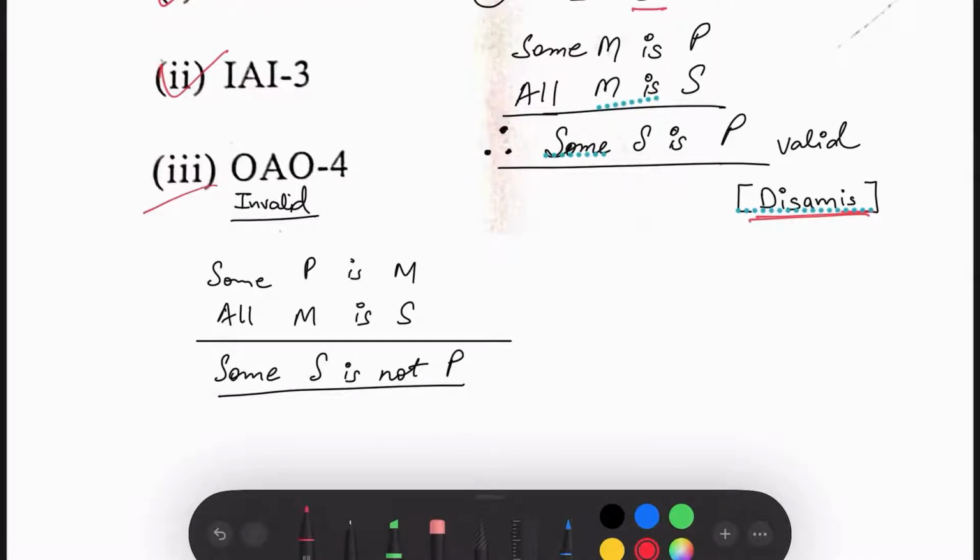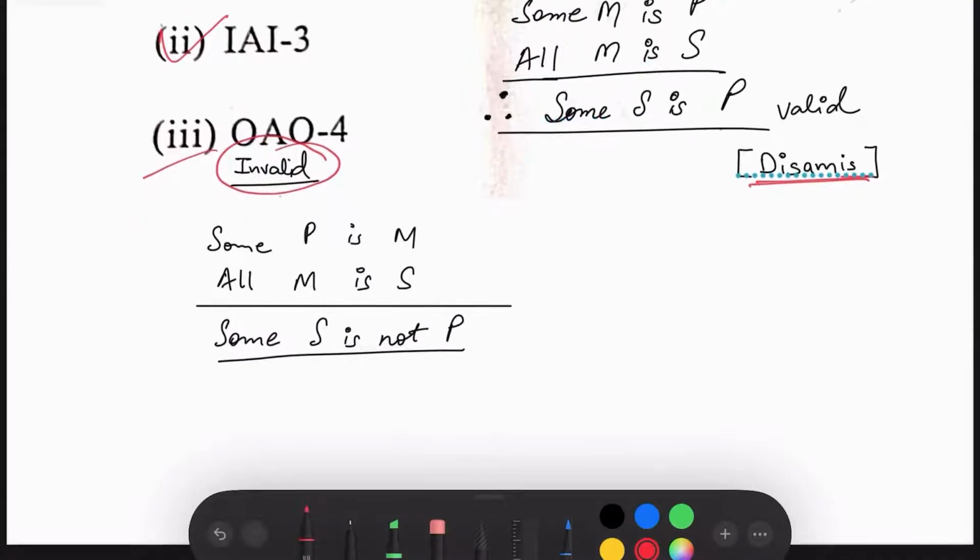Now the third one is invalid. Let's see how it is invalid and which rule it breaks. So let's start with the first rule, that there should be exactly three terms: subject, predicate, and the middle term. So we have three, so this rule is fine. Now let's move to rule number 2. In rule number 2, the middle term M should be distributed once. So again it is distributed here. You should know what distribution means and all. So all M is S, again distributed. Now let's see rule number 3.